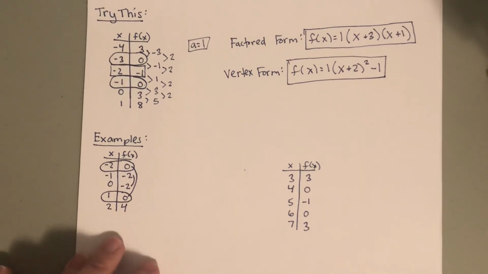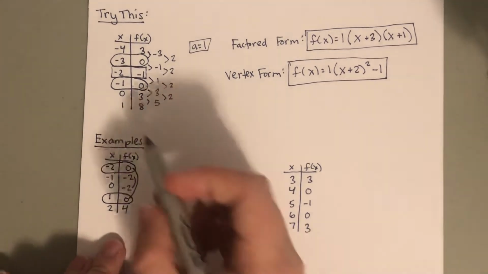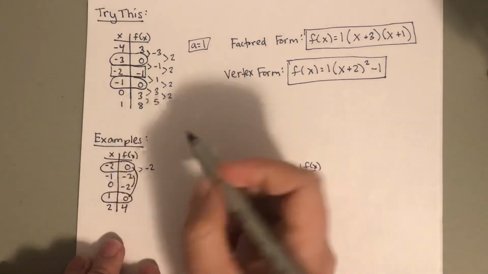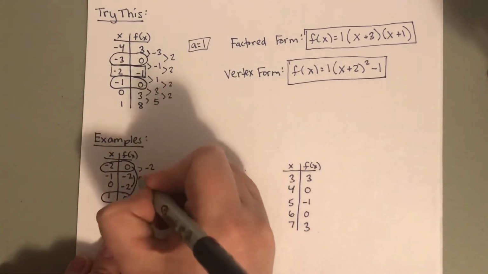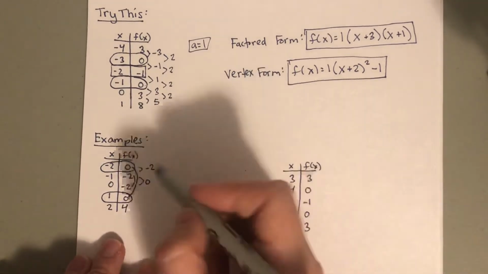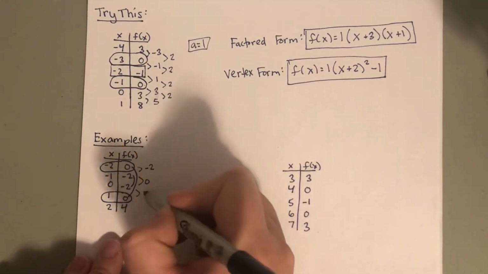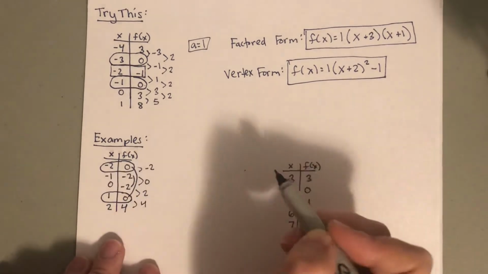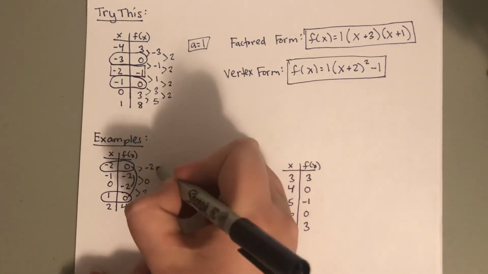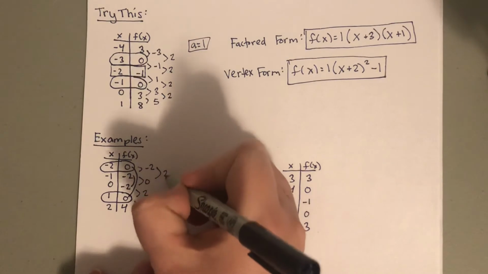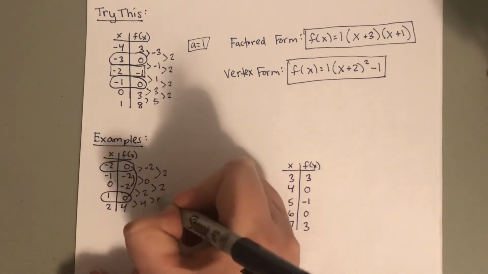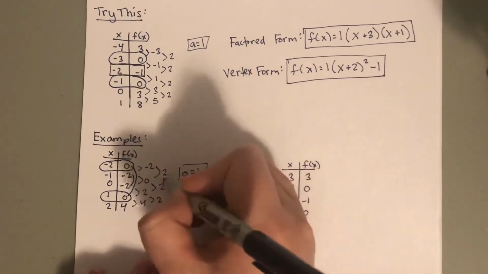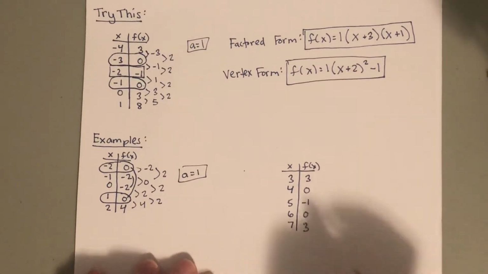So the first thing we need to do is find the second change. From 0 down to -2, it goes down 2. From -2 to -2, there's a change of 0. From -2 up to 0, it's a +2. And from 0 to 4, it goes up 4. Here we have from -2 to 0 goes up 2, 0 to 2 is up 2, 2 to 4 is up 2. That tells us that our a value is 1, half of the second change.